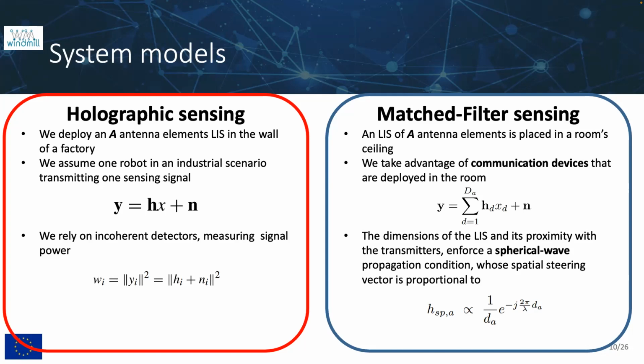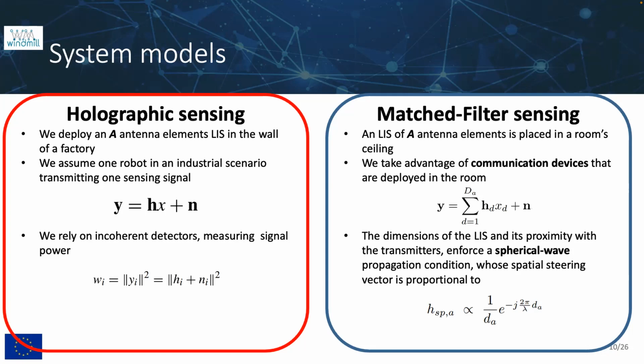And then the match filter sensing tries to take advantage of multiple active devices in the scenario. So I have multiple laptops, multiple smartphones, and so on. And they are transmitting signals. So at the end, on the receiver side at the LIS, we have the summation of all these active elements.